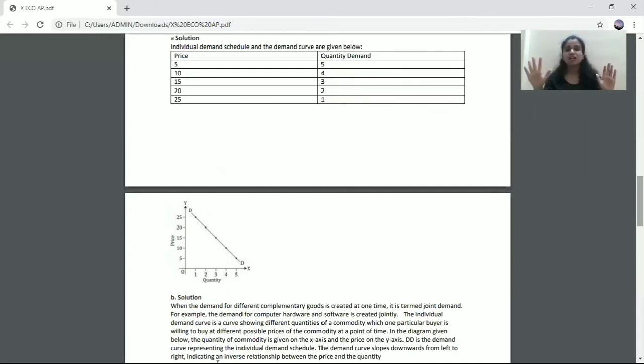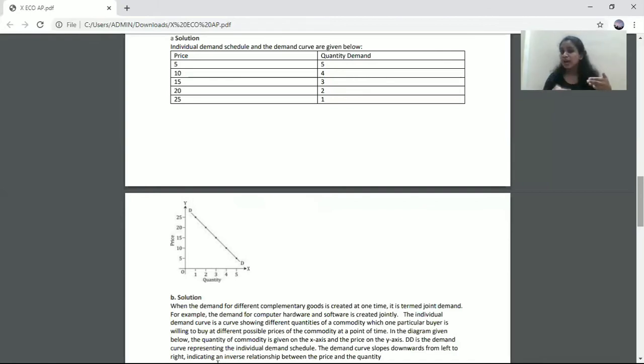Since it's a 5-mark answer, you will first write the meaning. Then you will write the next heading. You will draw the demand schedule for individual. You will write the prices. You will write the quantity demanded. Again, the schedule has to be neatly drawn in a table using your pencil and your scale. No rough diagrams will be entered. Okay, it has to be very neatly drawn using scale and pencil.